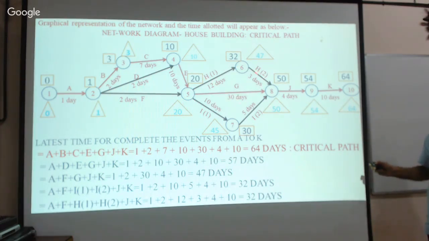H1 and H2, 12 plus 3. 12 plus 3 is equal to 15 days. How many days do we have?